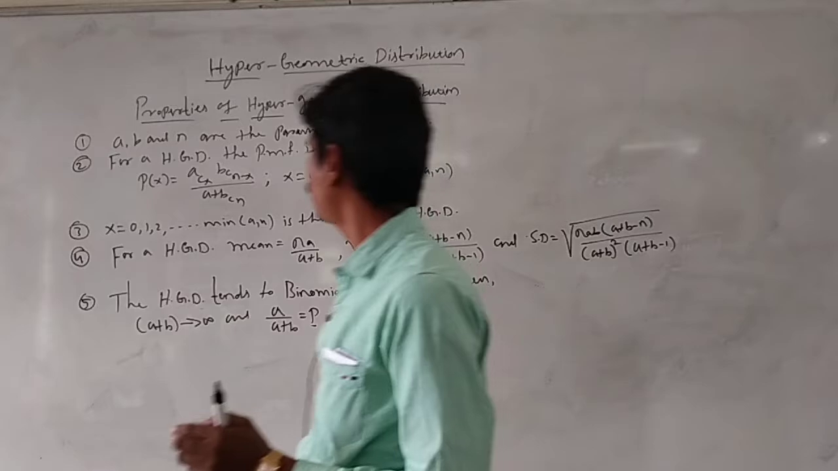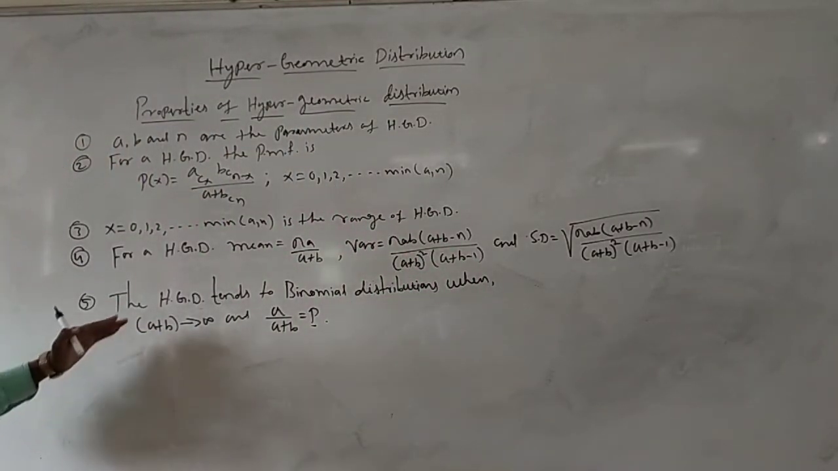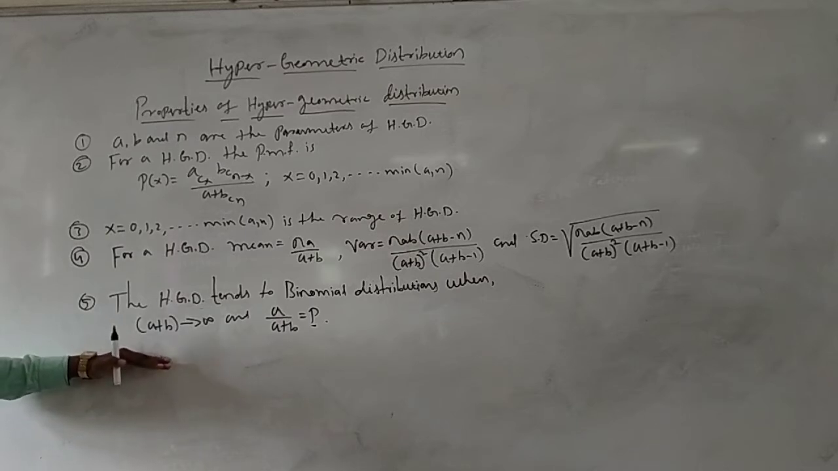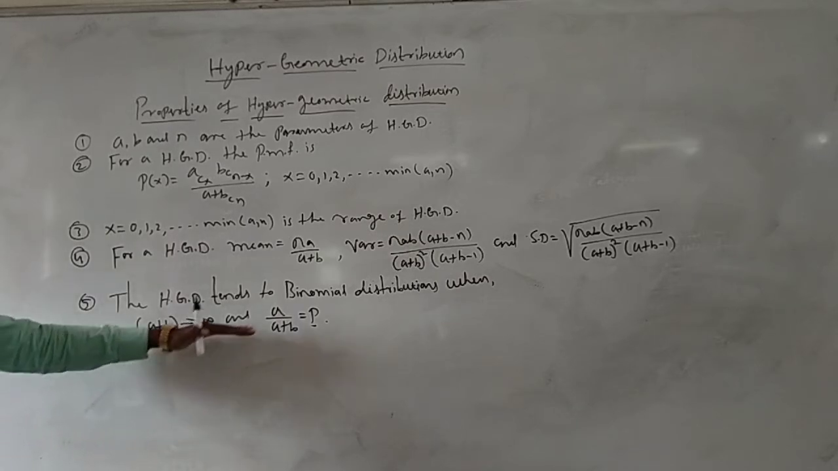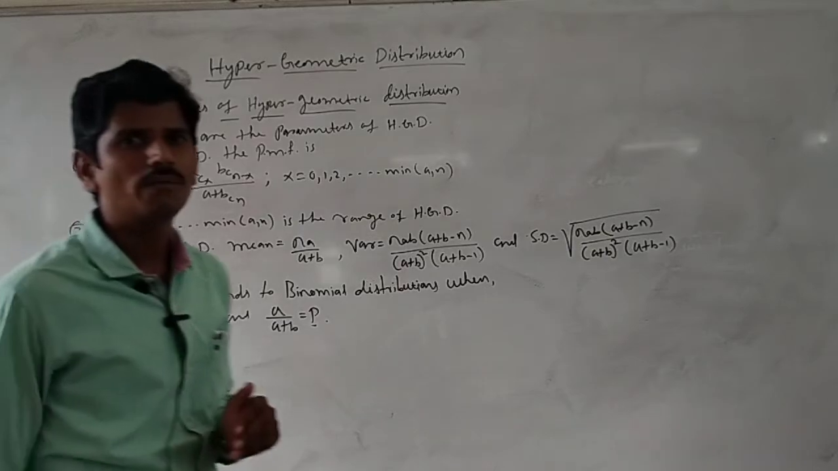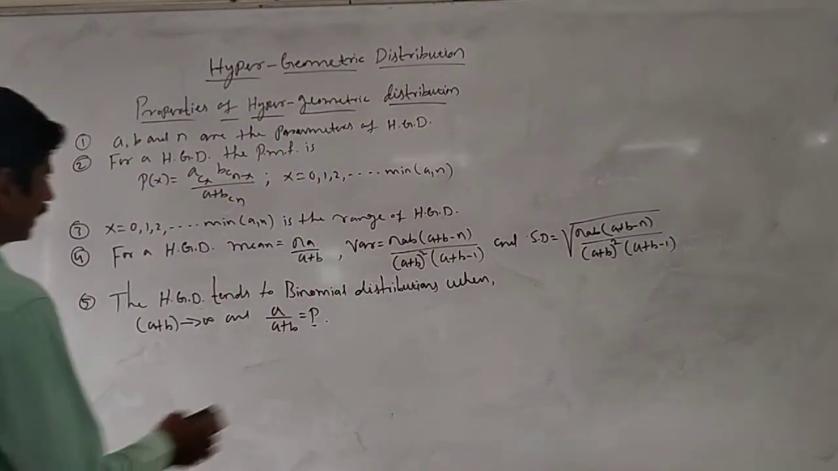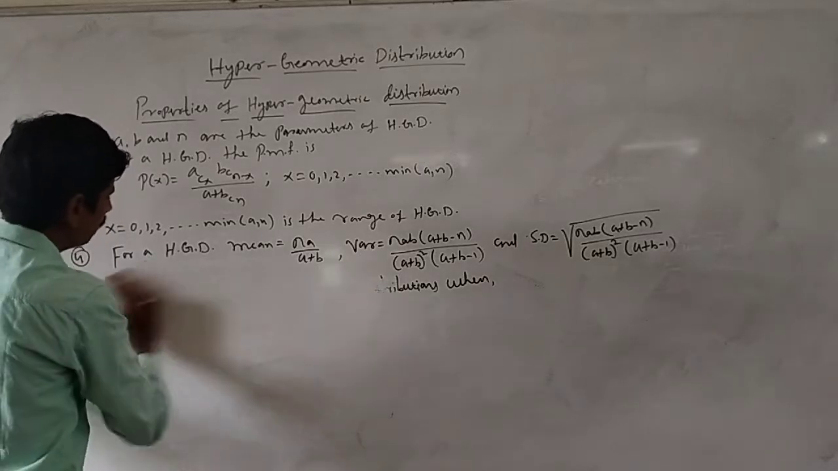And the last property is that the hypergeometric distribution tends to the binomial distribution under the following conditions. The first condition is a plus b tends to infinity, and the second condition is a by a plus b equal to p. Okay, these are the properties, the features, of the hypergeometric distribution. Next, let us discuss the examples.